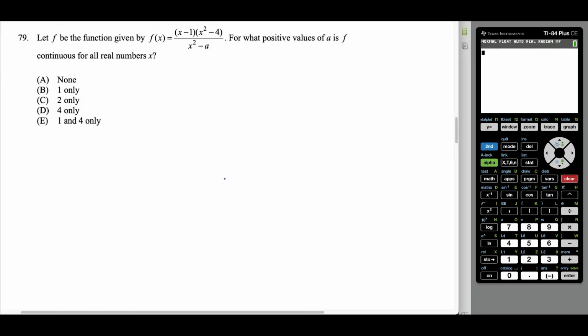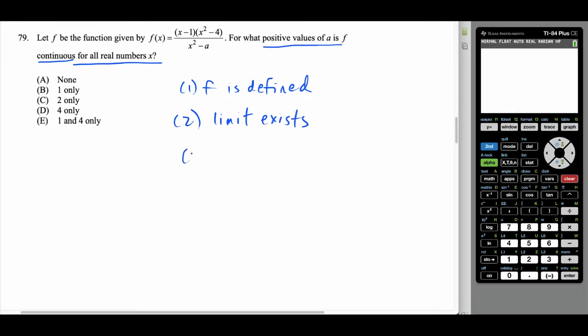For question 79, we're trying to find the positive values of A that will make f continuous for all real numbers. For something like this, you have to think about what it means to be continuous. That's when you have a function that is defined. The second thing that needs to be true is that the limit exists. In the most precise language, using the letter A, the limit as x approaches A of f(x) has to equal f(A). But the first two conditions are that the function has to be defined and the limit has to exist.